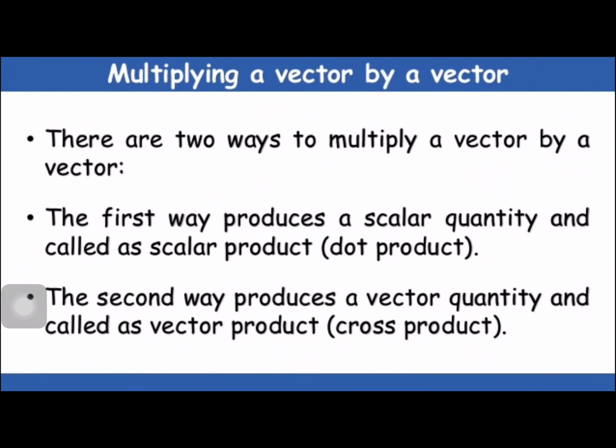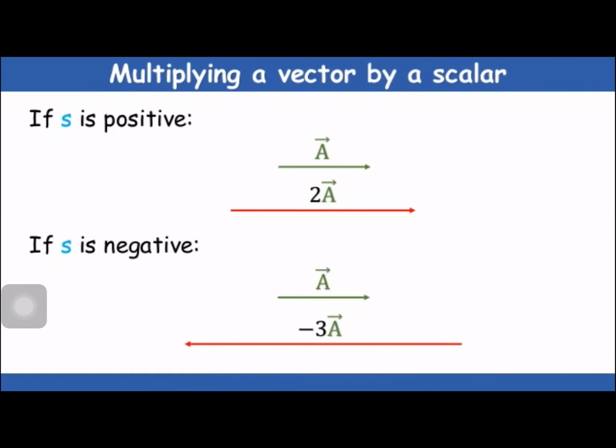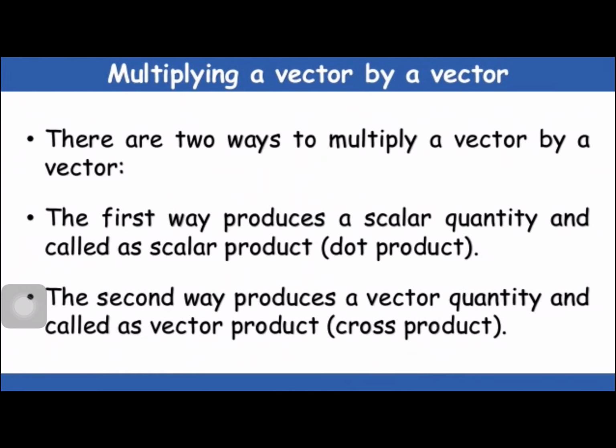There are two ways of multiplying a vector by a vector. Here we discussed vector by scalar, but now I am going to talk about multiplying a vector by a vector. There are two types of product: one is dot product, another is cross product. If you multiply two vectors and the result is a scalar, that is called a scalar product or dot product. If you multiply two vectors and the result is a vector, that is called a vector product or cross product.